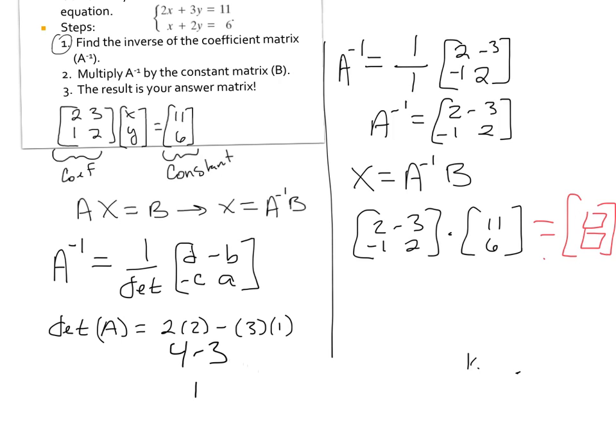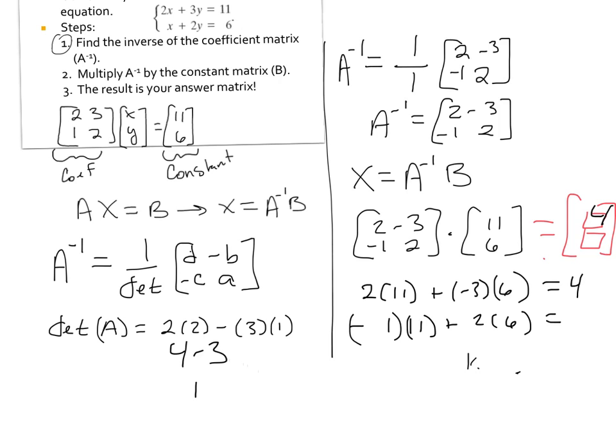So to find row 1, column 1, I'm going to take row 1 and multiply it by column 1. So I get 2 times 11 plus negative 3 times 6, and that's negative 18 plus 22. So that's going to equal 4. And then I have my last row in column 1, so negative 1 times 11 plus 2 times 6. And so that's going to equal 1. So I have 4 and 1.